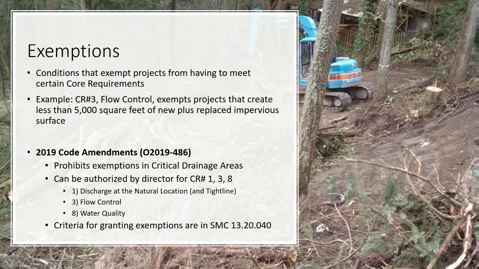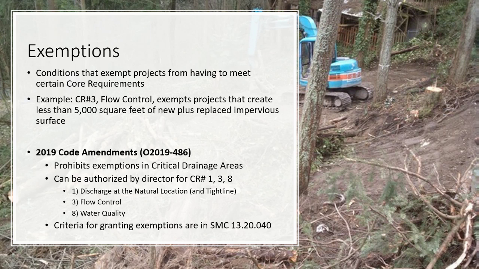One example is with core requirement number 3, the flow control requirement. If a project creates less than 5,000 square feet of new impervious, and this is about the amount of a large single-family home plus its driveway, it does not have to meet the flow control requirement. This makes sense, as you don't often have entire stormwater ponds for single properties.